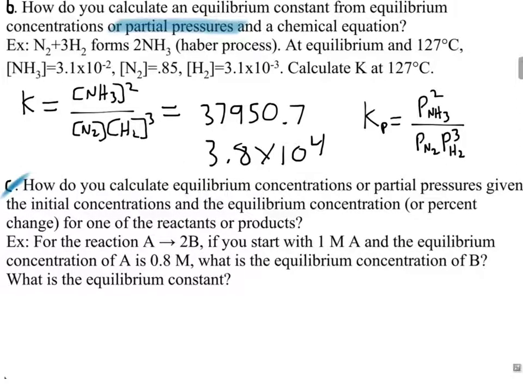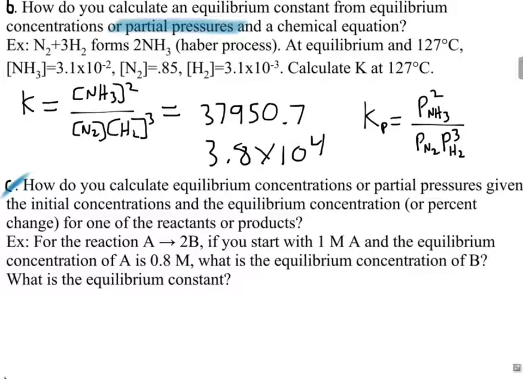Okay, next, how do we calculate equilibrium concentrations or pressures? So the problem says, for example, if you have the reactant A forming 2 product B's, and if it says you start with 1 molar A and you wind up with 0.8 molar A at equilibrium, what's the equilibrium concentration of B? Because this gives you the change in A, you can calculate it just with a mole ratio. You'd say 0.2 molar A times 2 moles of B over 1 mole of A, and you would get your answer for the change in B.